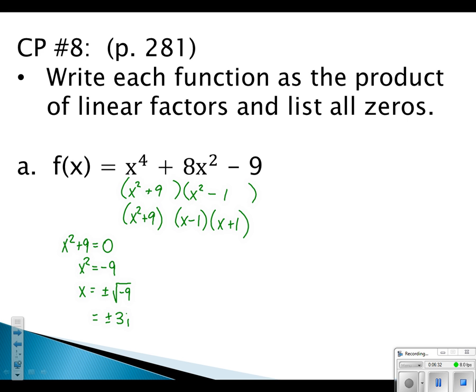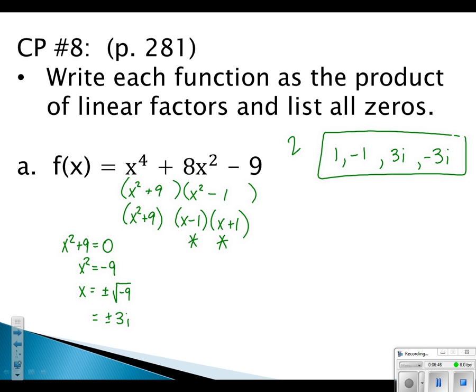All right, well, I have a 1 and a negative 1. That came from these two. And I just found 3i and negative 3i. So here are my zeros. Okay, now the factors that give me those.